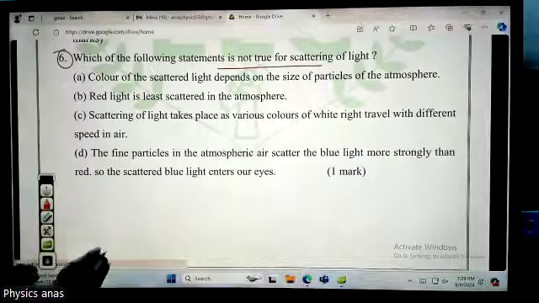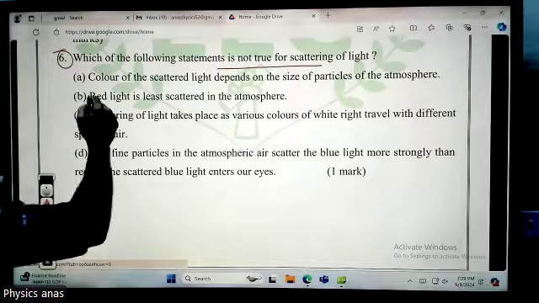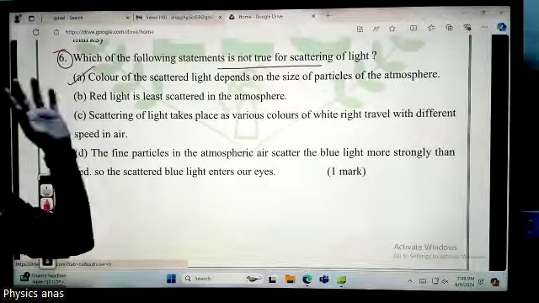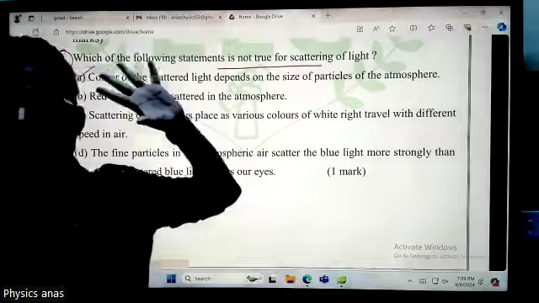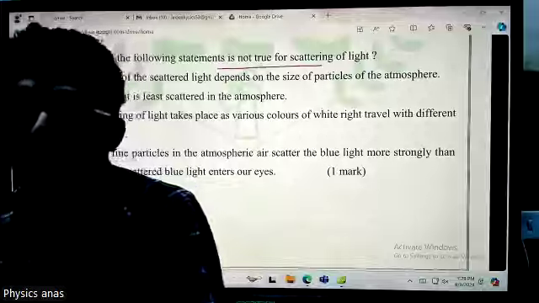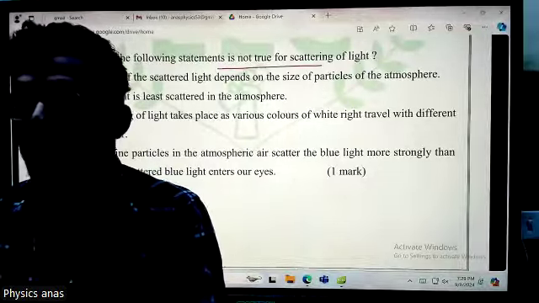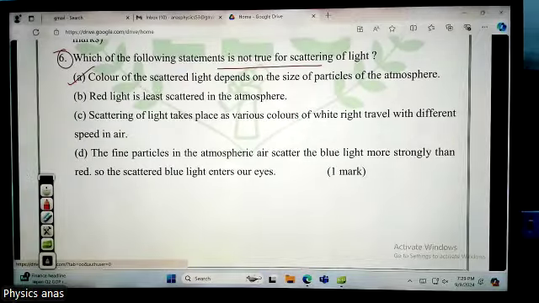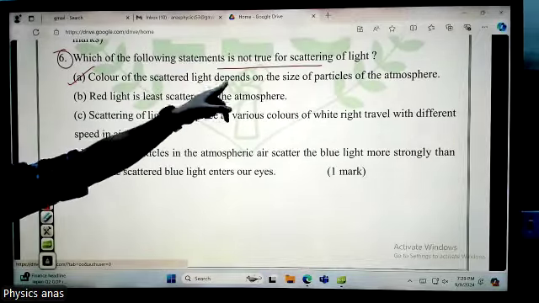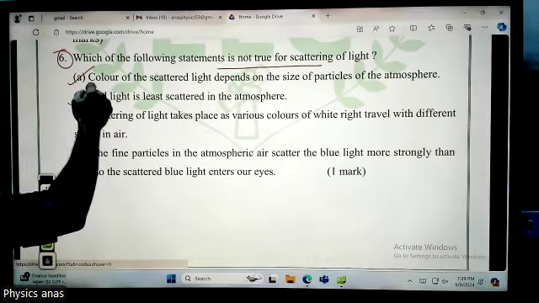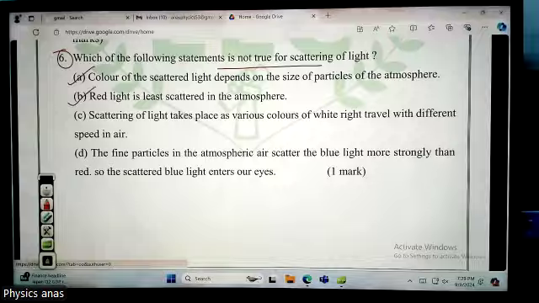Okay. So what will you write about this point? First point is true, right? What you have to understand from this first point is: the shorter the wavelength or the smaller the particle, shorter wavelengths will be scattered. Then red light is least scattered in the atmosphere. That's why we are seeing the sky as blue, because red light is least scattered in the atmosphere.